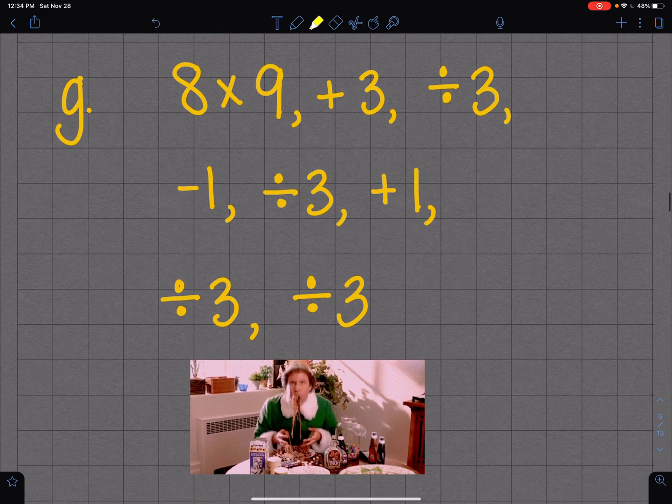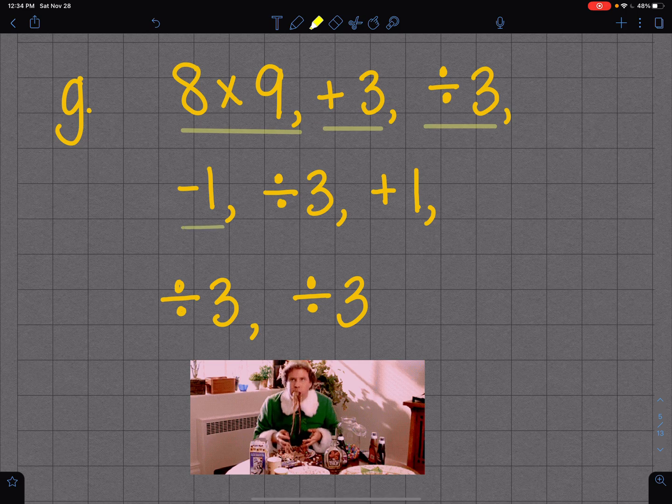All right. Now, this is one of those long ones, right? We're going to start with the number 8 times 9. Now, add 3. Divide by 3. Subtract 1. Divide by 3. Add 1, divide by 3, and then divide by 3 again. Write your answer.